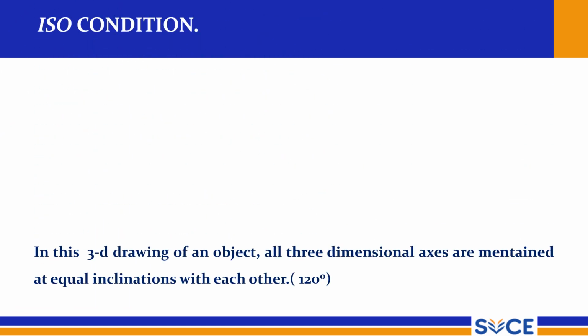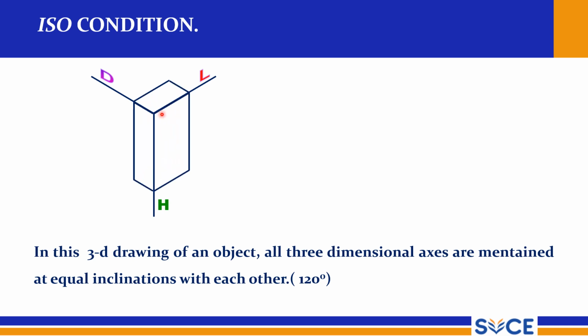So this is the isometric condition. These are the three axes, and the angle between any two axes is 120 degrees. This is the isometric view, and this is the isometric view of a cube.